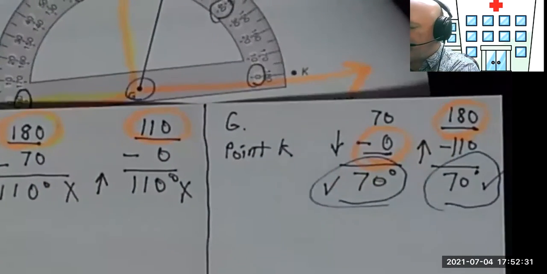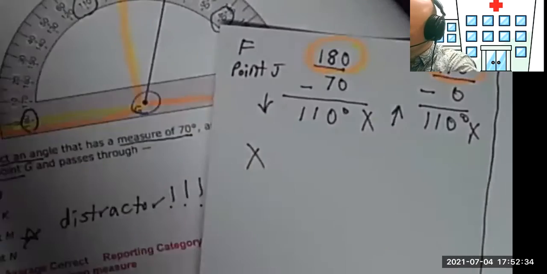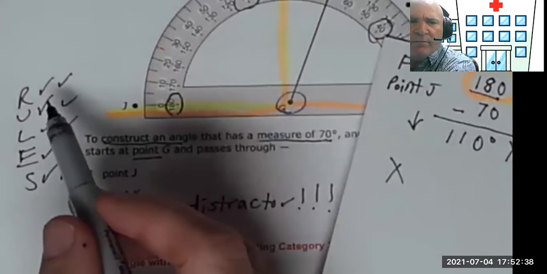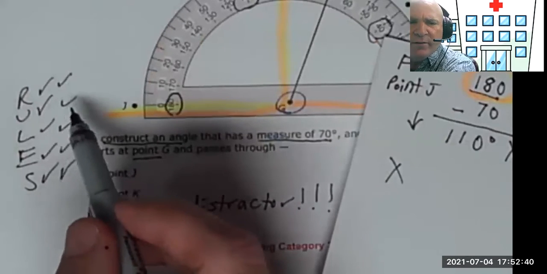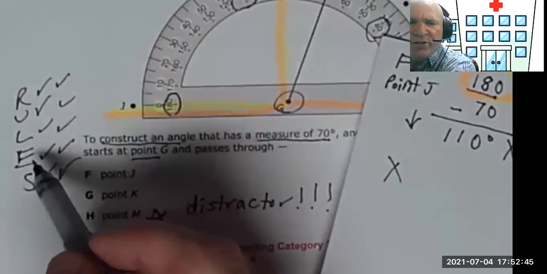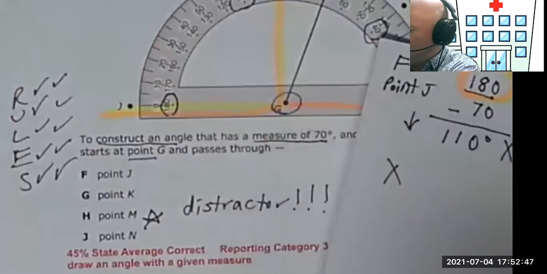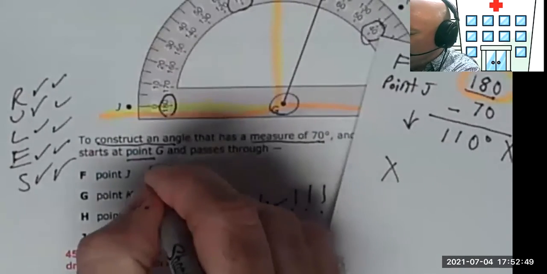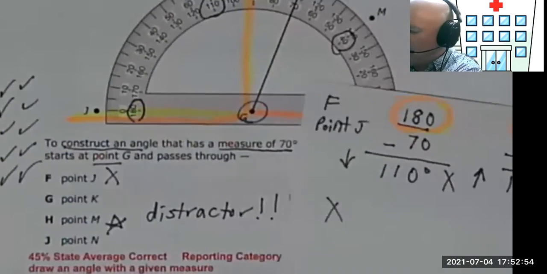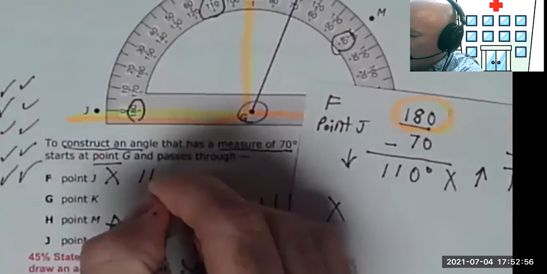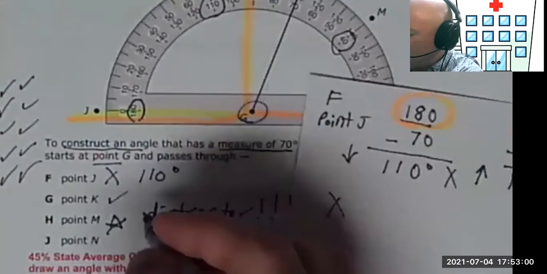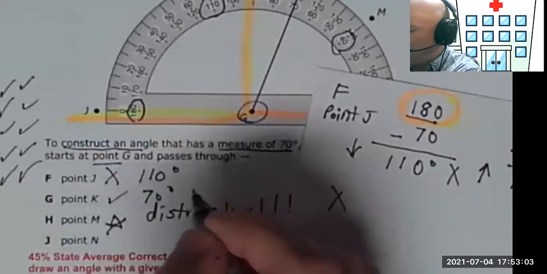So the answer was, we read the problem and the question, we've underlined the problem and the question, we've labeled, we've marked it, we've executed our strategies. Now we're going to start to eliminate. We've already eliminated F because it has a measure of 110 degrees. We think that we're going to pick G because it does have a measure of 70 degrees.